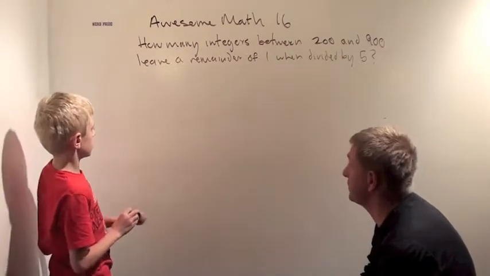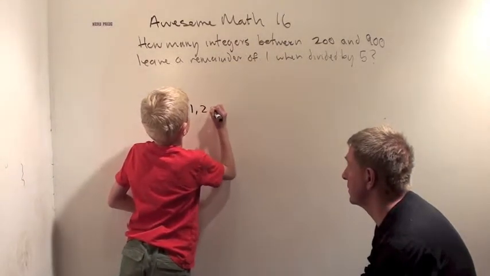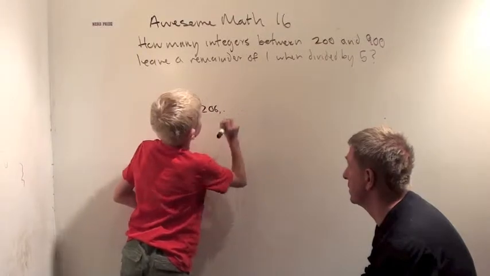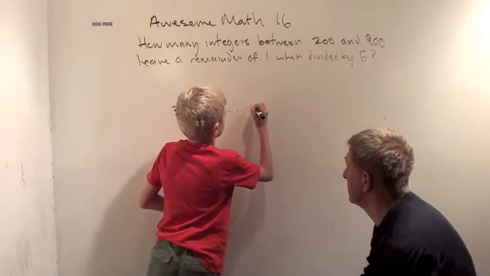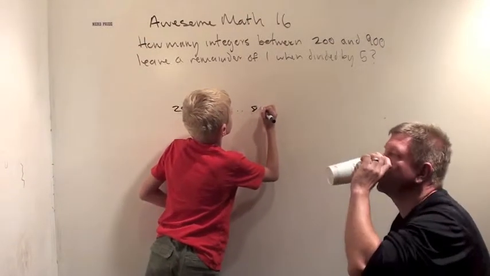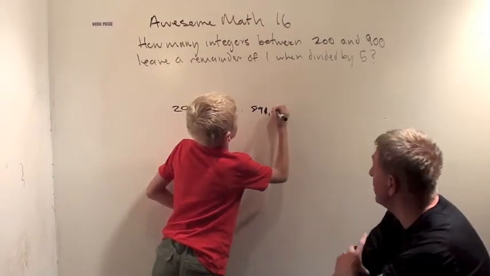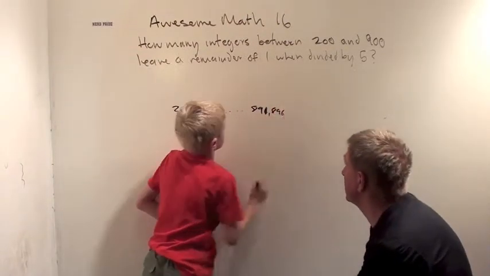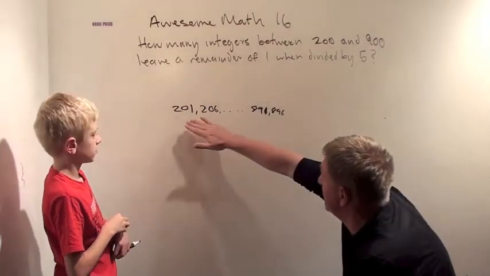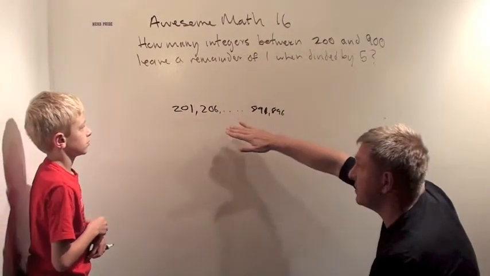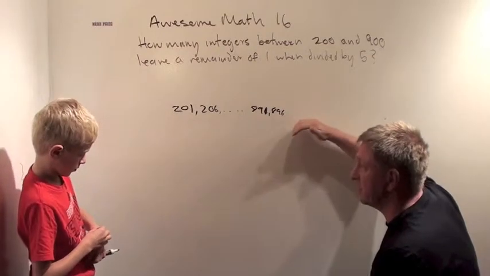Okay. So, 201, 206, and all the way up to 891, 896. Whoa. That's all the way up there. Okay, so our beginning numbers are going to be 201, 206, 211, and it's going to go all the way up to 891, 896, and 901?